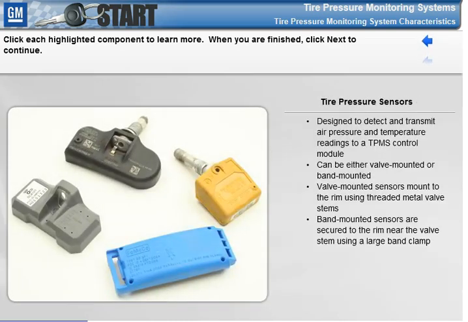The tire pressure sensors used in a direct TPMS detect and transmit air pressure and temperature readings to a TPMS control module that processes the information. Tire pressure sensors can be either valve-mounted or band-mounted. Valve-mounted sensors are mounted to the rim using threaded metal valve stems. Band-mounted sensors are secured to the surface of the rim near the valve stem using a large band clamp.